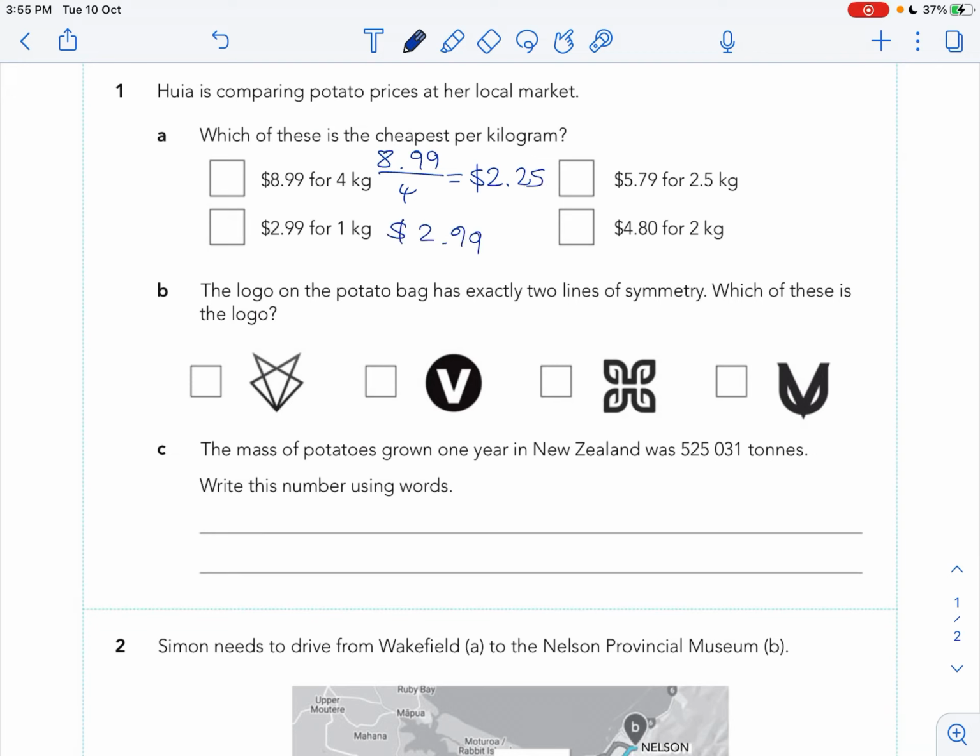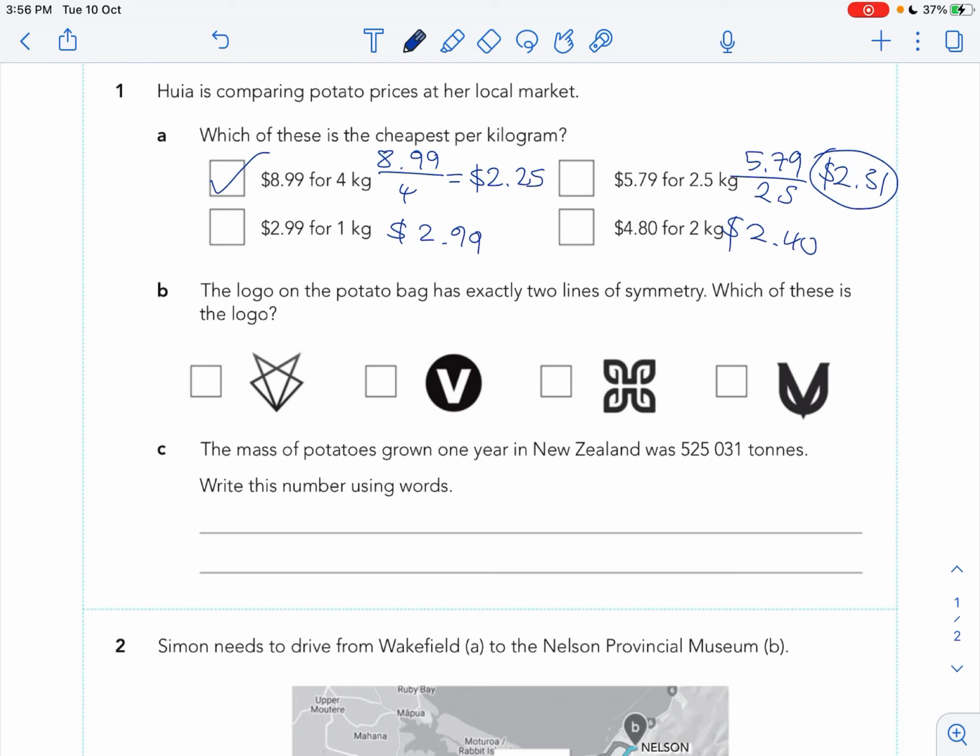That's $2.99. So we do $5.79 divided by 2.5. And that is $2.31. And $4.80 for 2 kilograms, divide that by 2 is $2.40. Which one's the cheapest? It's the lowest price. So it's the $8.99 for 4 kilograms.